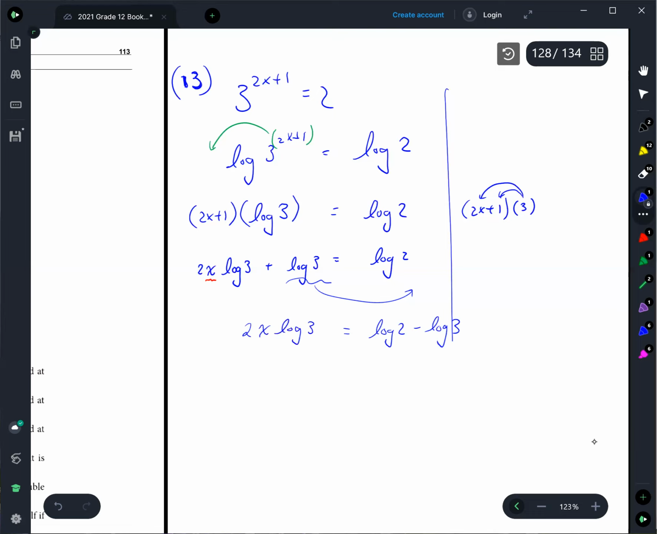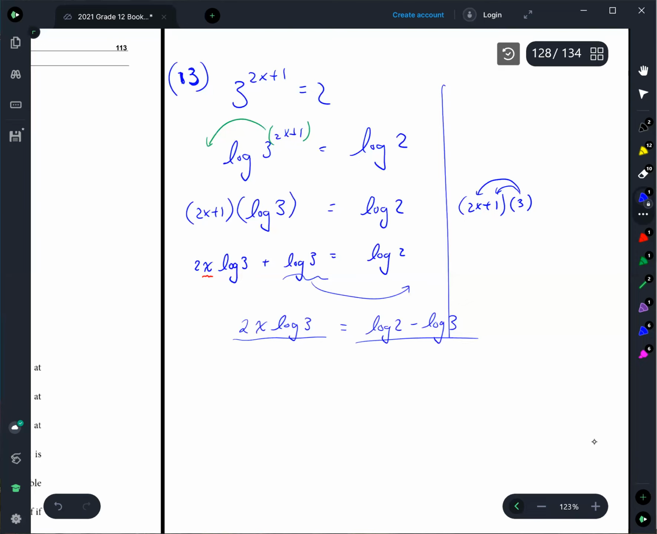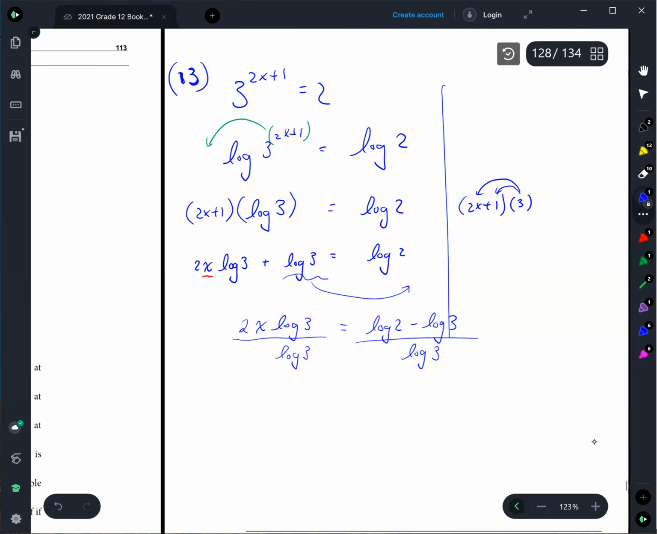How do we continue to isolate the x then? Callum, how do we do the last step? I think you divide log 3 out of the equation. Divide both sides by log 3. Yes. If you divide both sides by log 3, will the x be alone? No. So what else should we also divide by? Oh, the 2. Yes, okay. You want to cancel out the 2 and the log 3, right? So on the left side, the 2 cancels out, log 3 cancels out.